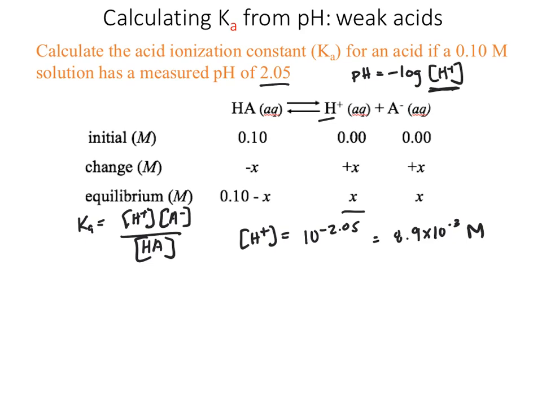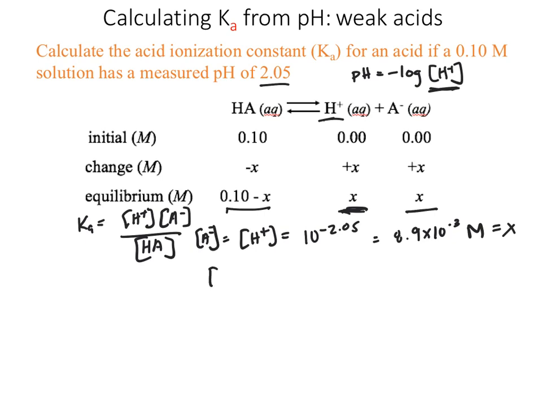Now, the nice thing is that our H plus corresponds to our x value, so this actually equals x. And if I know my equilibrium concentration of x, I can subsequently solve for the concentration of HA and the concentration of A minus at equilibrium. We know that the concentration of both H plus and A minus is going to be equal to our x value. So that's pretty easy. They made that easy on us.